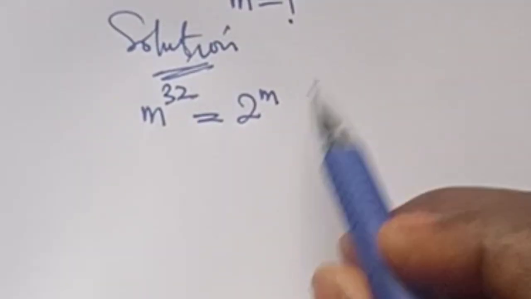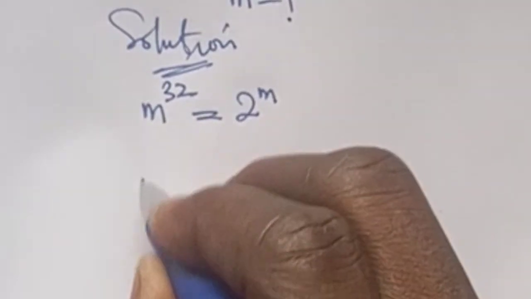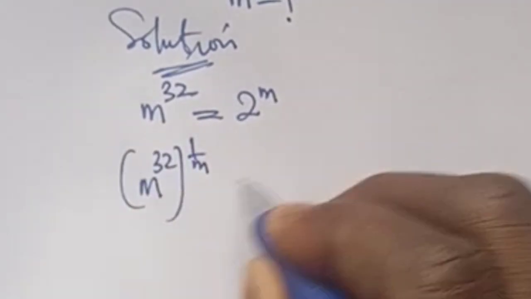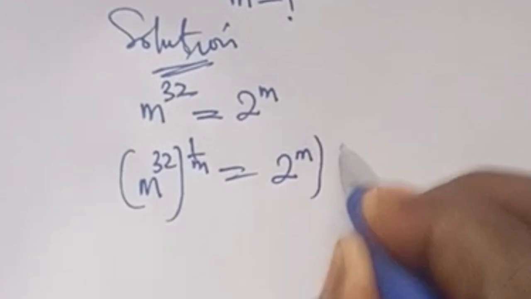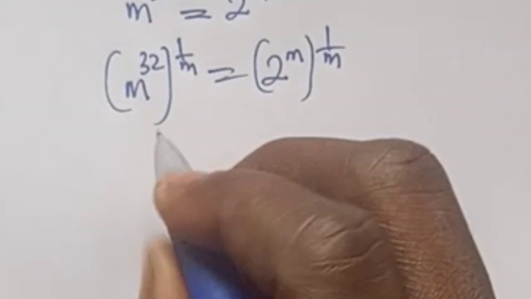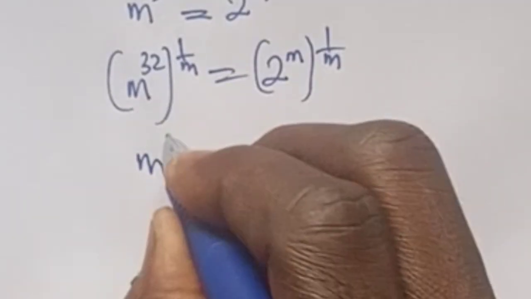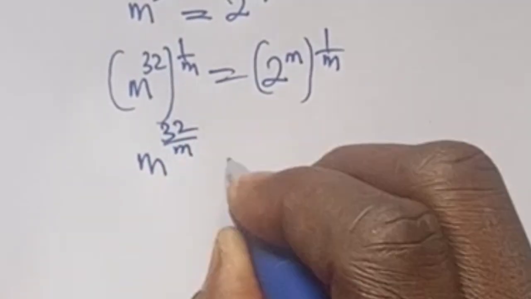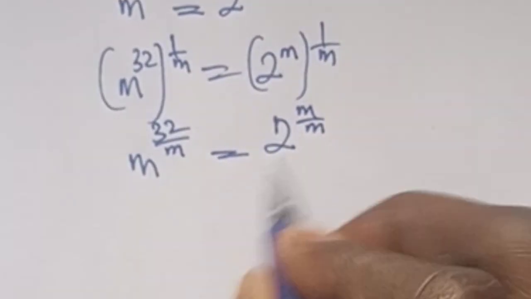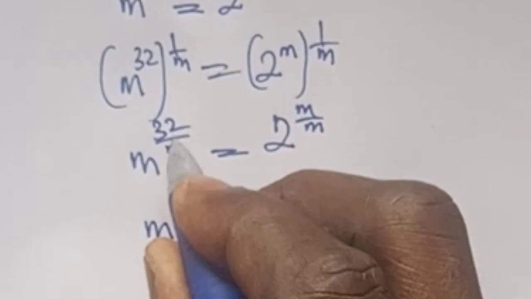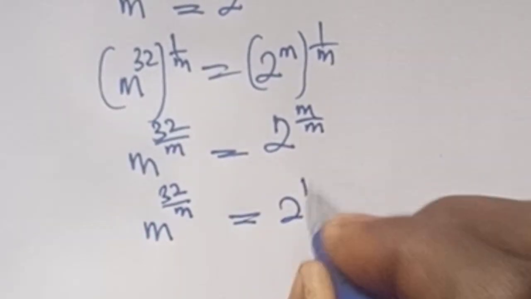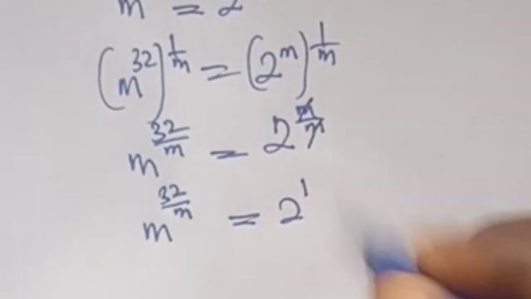We're going to take the power of 1 over m on both sides, that is m to the power of 32, all to the power of 1 over m, equals 2 to the power of m, all to the power of 1 over m. If we do this well, we have m to the power of 32 over m equals 2 to the power of m over m. So in the next line, we have m to the power of 32 over m equals 2 to the power of 1, because m will cancel out.